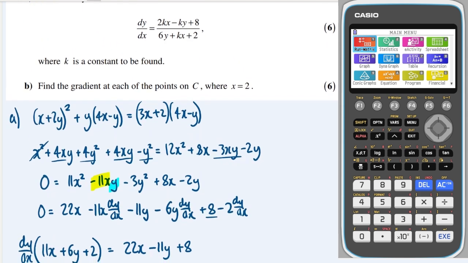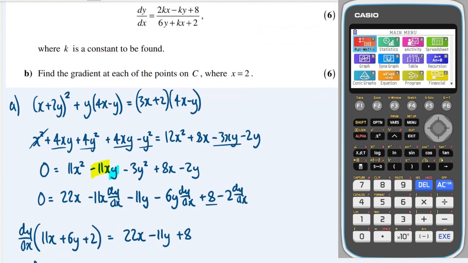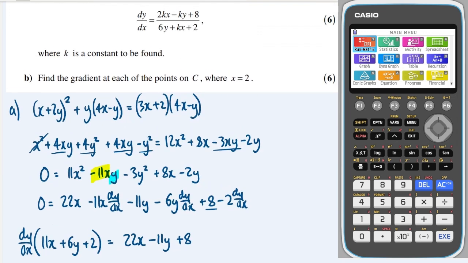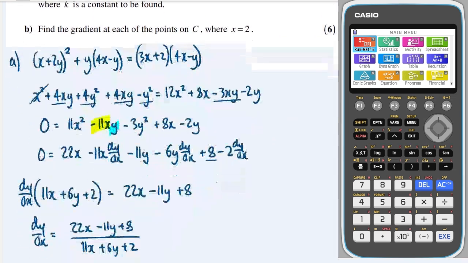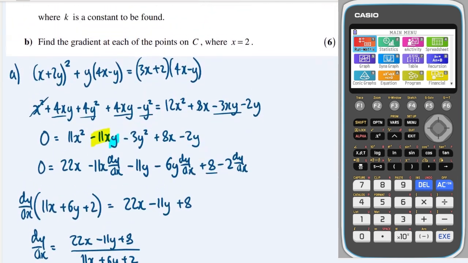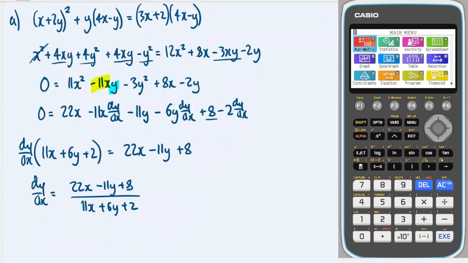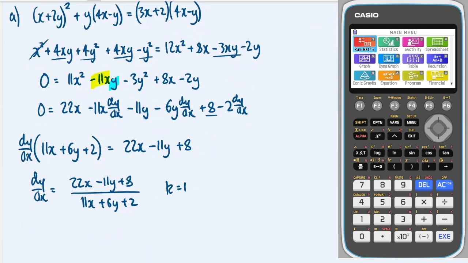And k is the constant to be found. Oh, okay. Oh, it's 11. Yeah, it's 11. I can see how that works. Right, k is 11. Yep, that works. Phew.